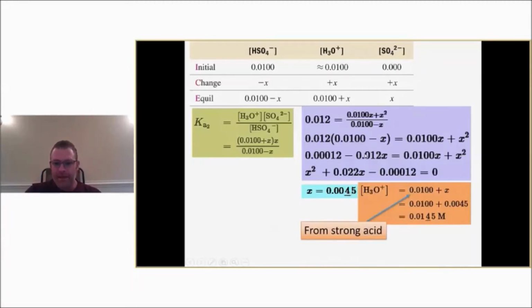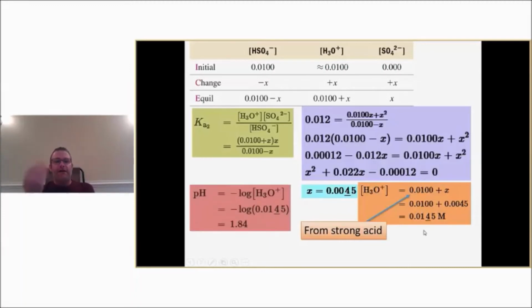And so we know the total concentration of H3O+ is the 0.01 molar from the strong acid plus X from this weak acid's dissociation. When we add both of those together, we get a total concentration of 0.0145 and thus a pH of 1.84.